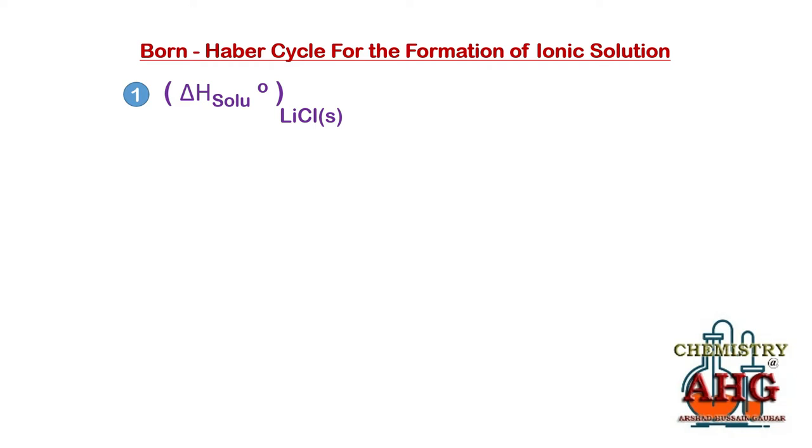Like in case of lithium chloride, enthalpy change of solution is negative. It means when we will move from reactant to product, energy is given out. It means product will be present at a lower level. But if enthalpy change of solution of a compound would be positive, then the product would be present at a higher level. For example, see in this case how to construct the Born-Haber cycle for lithium chloride.